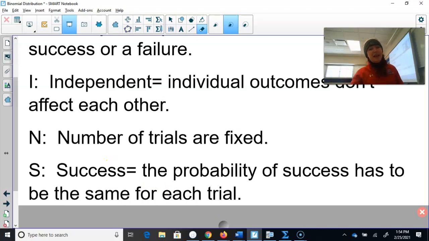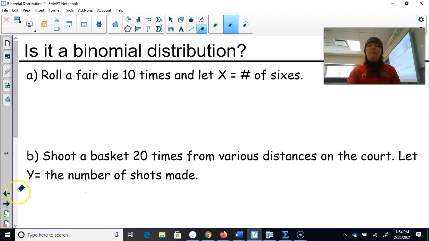Okay, let's get cruising. What we wanna do first is take this BINS and identify, do we have a binomial distribution or not? So let's look at this first example. We roll a fair die 10 times and let X equal the number of 6s. So we're playing a game, we want a 6, okay? And we're gonna do this 10 times and record how many 6s we got.